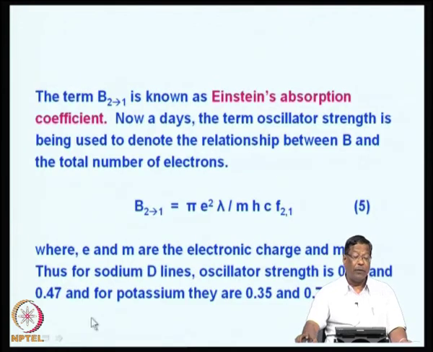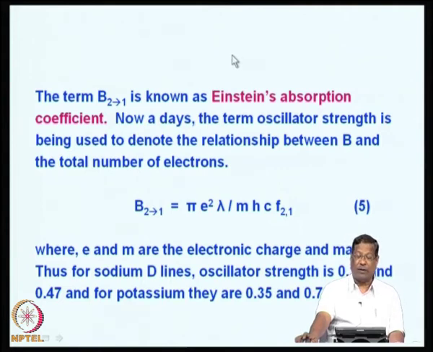transitions. So, now we will have to define the B2 to 1, this transition has to be different from Einstein emission coefficient, because now the emission is not occurring, but absorption is occurring. So, we define this as Einstein's absorption coefficient. Nowadays, we do not use the Einstein absorption coefficient etcetera, but we simply term it as oscillator strength. That is, it is being used to denote the relationship between the B and the total number of electrons.